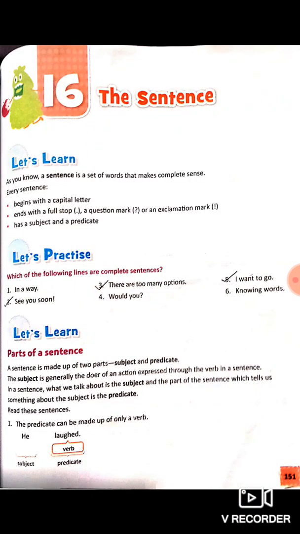Class 7, welcome to your English language class. We shall begin with chapter 16, the sentence, page 151. I want you to keep your books open while you listen to this explanation.